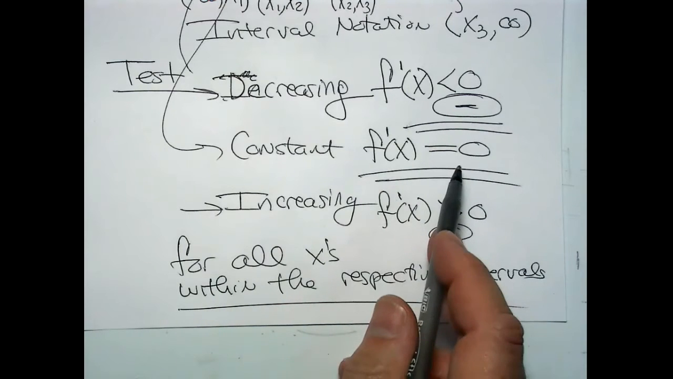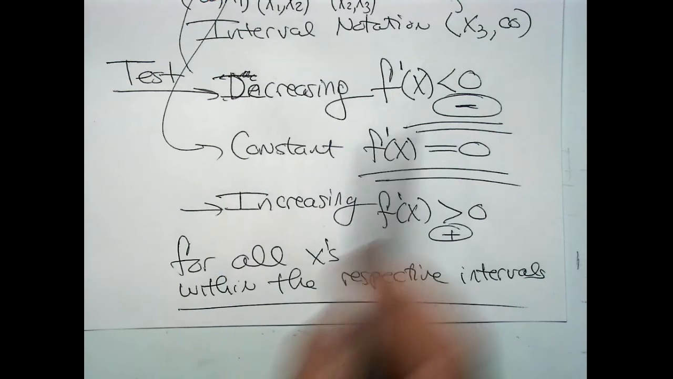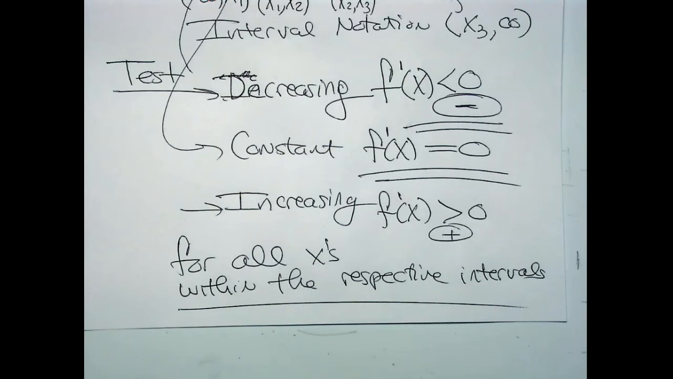Is f prime remaining 0 throughout the entire interval? Then you're in a zone of constant function. And if f prime is negative throughout the entire interval, then you're definitely in a zone where the function's decreasing.